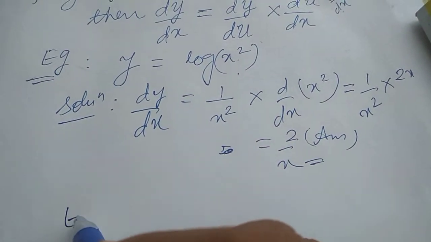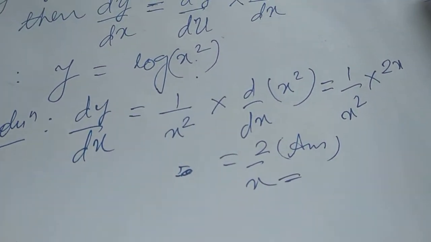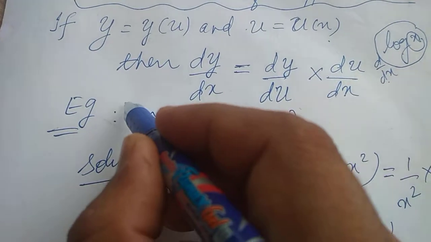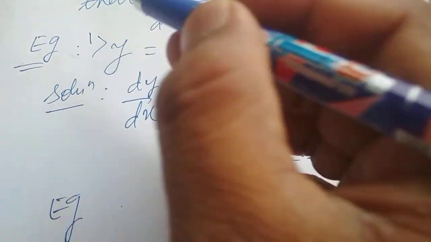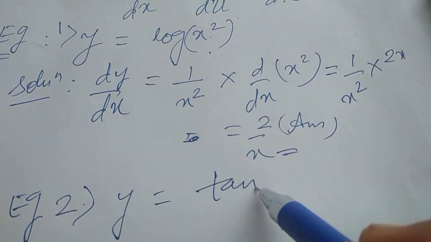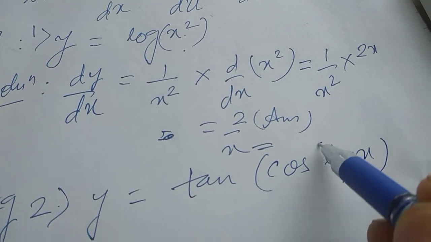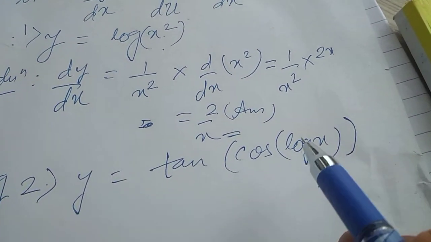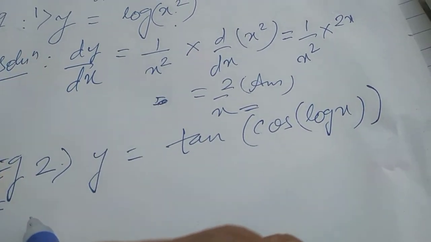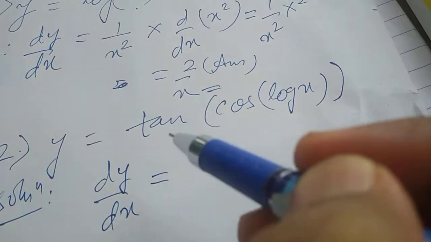Another example which we had taken in the last video is tan of cos of log x. This was example 1 and this is example 2. Let y is equal to tan of cos of log x. Let us directly solve it. Let's find out the derivative of y with respect to x.